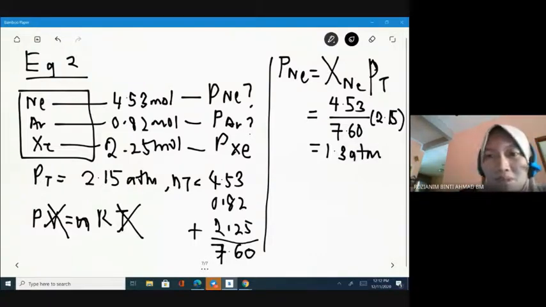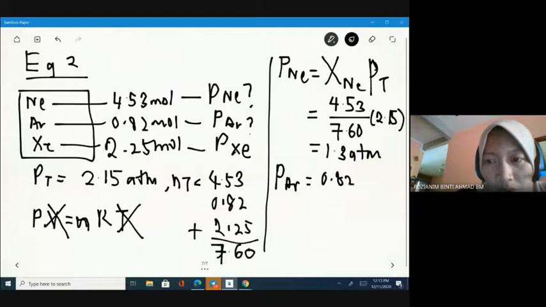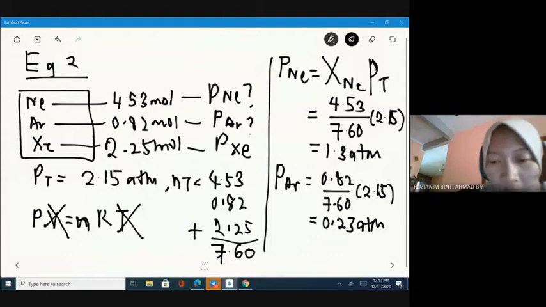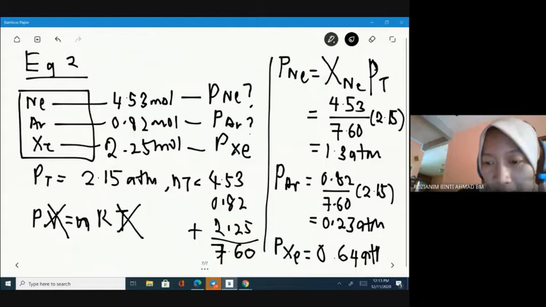Okay. So if you want to calculate the partial pressure for argon, what value do we need to replace? The mole for argon only. So, 0.82 over 7.60 times P total 2.15. So the partial pressure we get is 0.23 atm. Is it the correct answer? Okay. And finally, for the partial pressure for xenon, similar steps, substitute the mole, and you can get the partial pressure here as 0.64 atm. Get it?